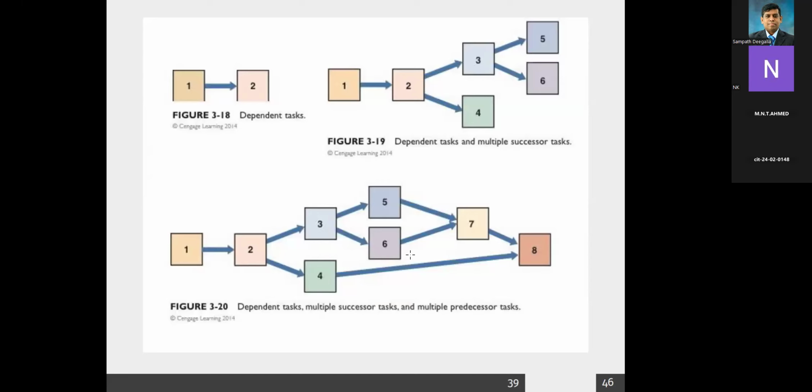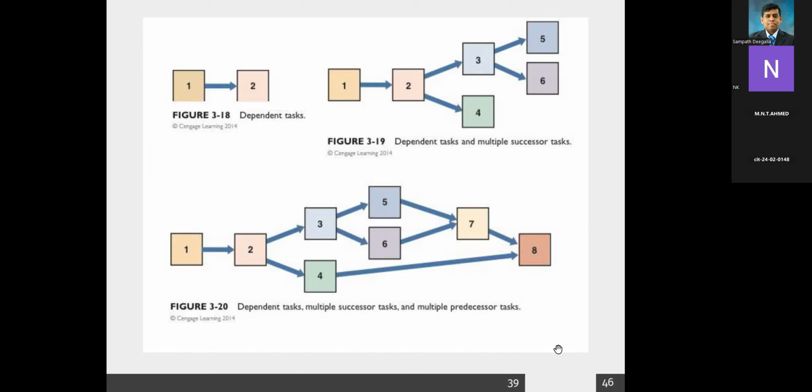Right. So here are some example patterns, dependent tasks. Here we have task number 2. First, you have to finish task number 1. Okay, you finish task number 1, go to task 2. Then once you finish task 2, there are multiple successor tasks, 3 and 4. And after 3, you will have 5 and 6. You have multiple successor tasks.